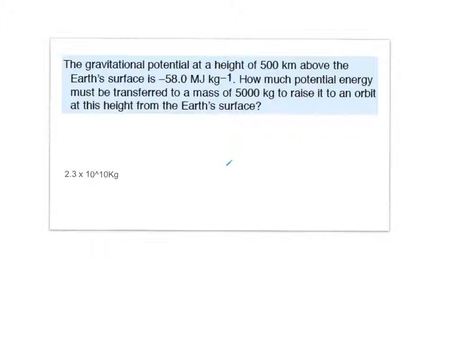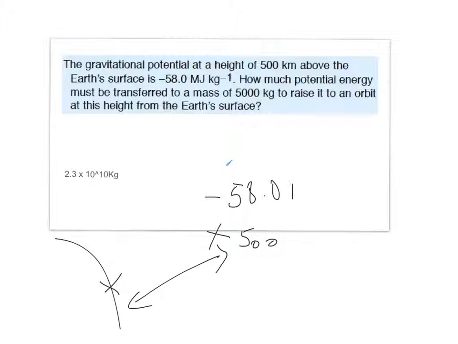So this is another good question. Here we have an object on the surface, and the gravitational potential at a height of 500 kilometers above the Earth is now minus 58 megajoules. So how much energy, or potential energy, must be transferred to the mass to raise it to this point? How much energy do you need to give it? What is the difference in energy between this point here and this point here?